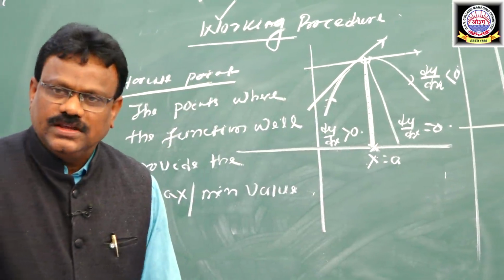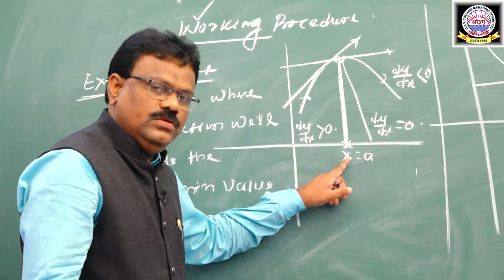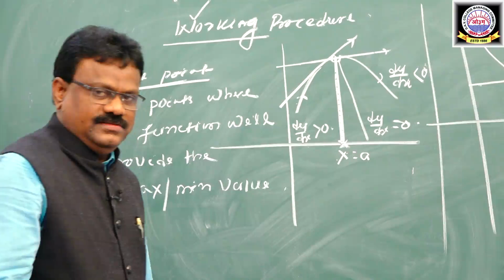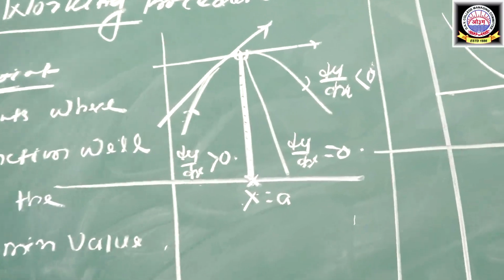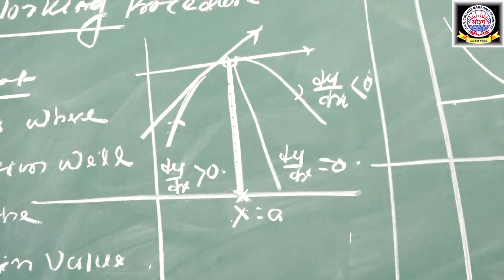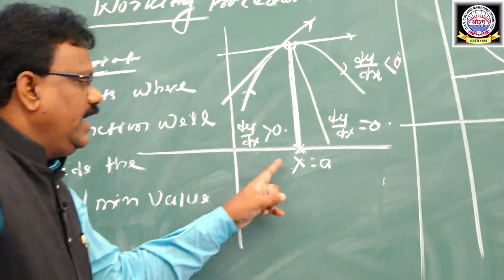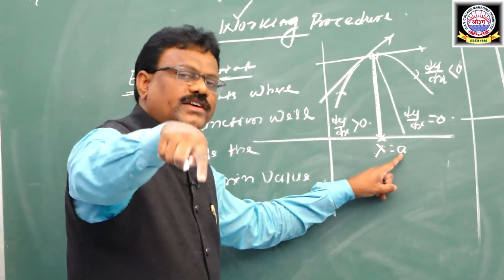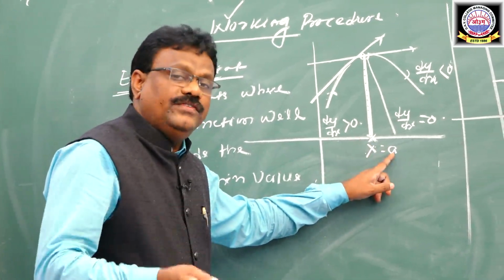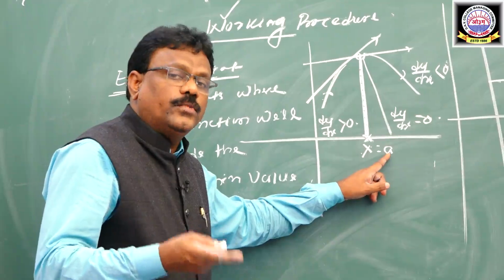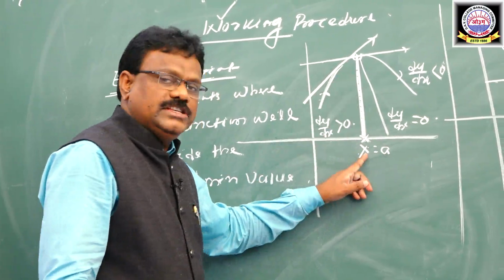So my point is to say how to get the local maximum. First we find dy by dx and put dy by dx is equal to 0. When we put dy by dx is equal to 0, we get the points where the tangent is parallel to the x-axis. And x is equal to a is one such point. So what type of point is x is equal to a, a local maximum point or a local minimum point? It is understood to be local maxima.